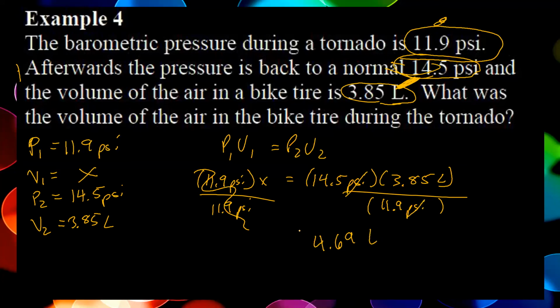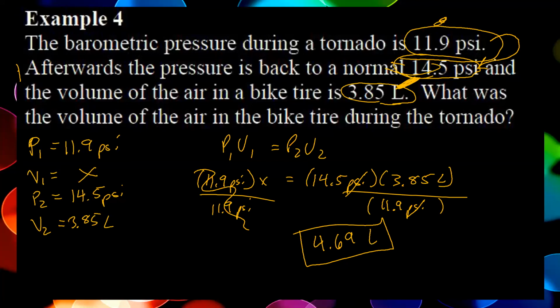Now let's double check that. During the tornado, it was high pressure. After the tornado, it got to be low pressure. So the pressure went down afterwards. What should happen to the volume then afterwards? Should go up. My volume started at 4.69 and ended up at 3.85. So that does not seem to match.